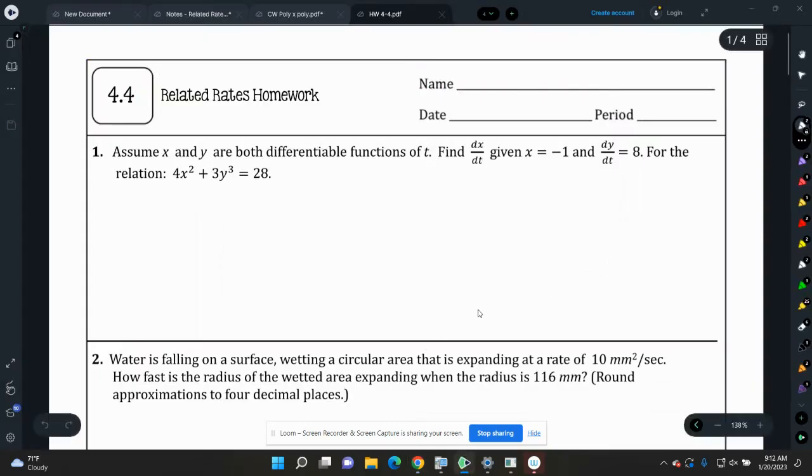Okay, so let's work through these. Numbers 1 to 5. So the first one, assume x and y are differentiable functions of t. Find dx/dt. Okay, so we're going to differentiate this function.